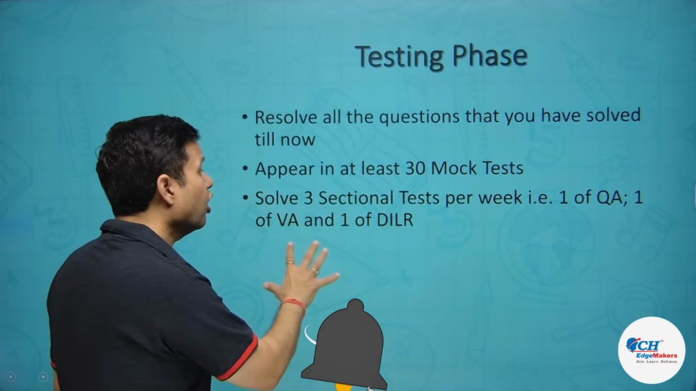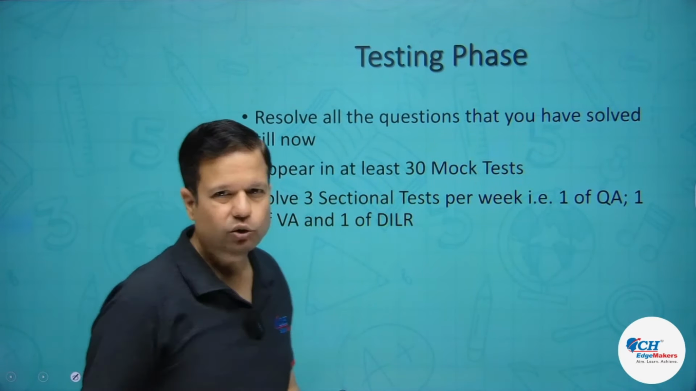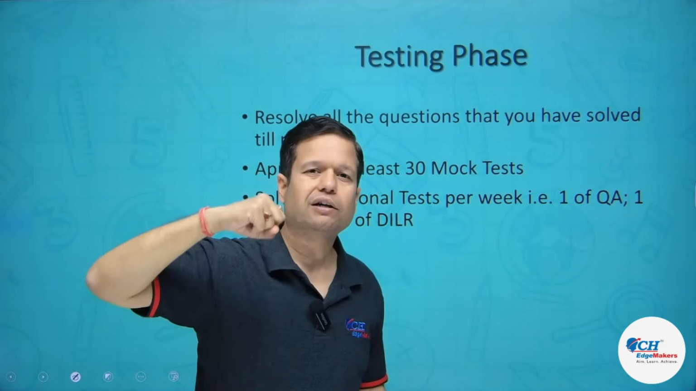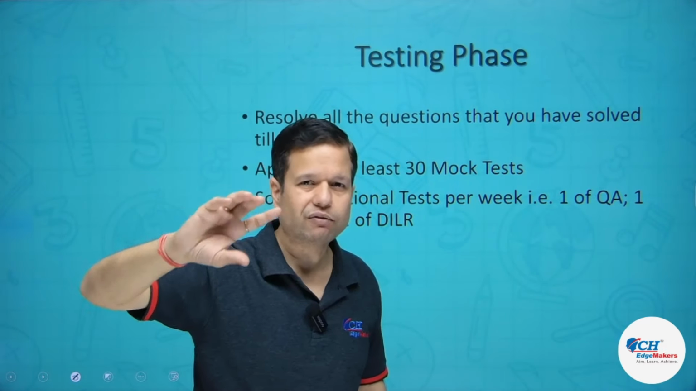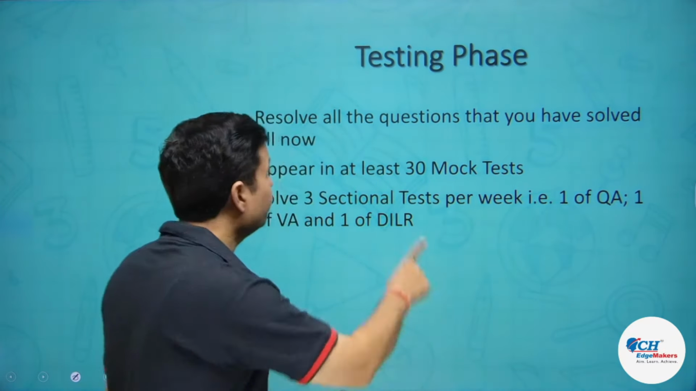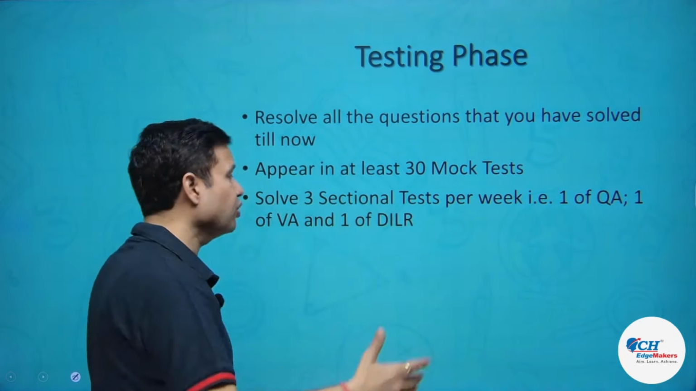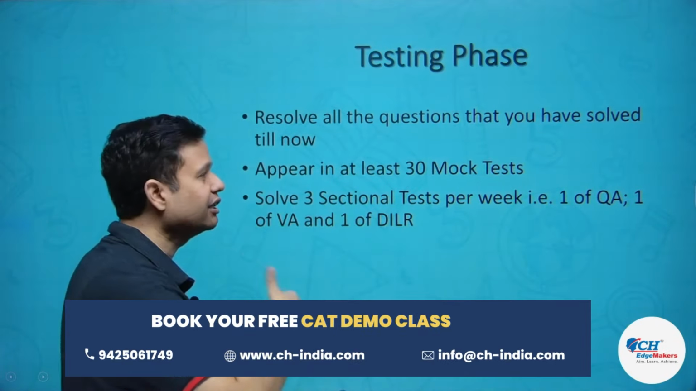Next, solve 3 sectional tests per week, 1 of QA, 1 of VA, 1 of DLR. So we are taking 1 mock test per week, we are solving 1 sectional test per week of QA if I talk only about QA. That is minimum, and we are solving these questions. So make a plan and then you are resolving those questions and continuously taking the test also.